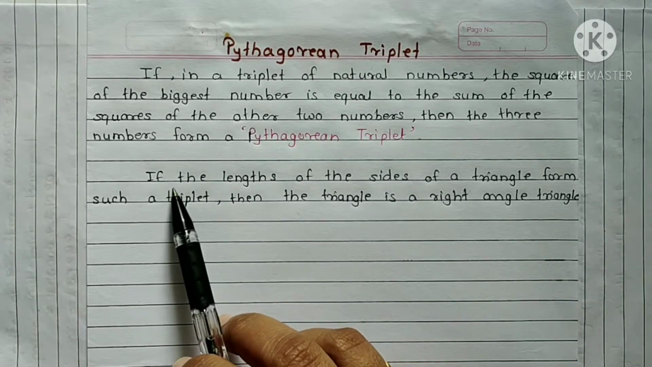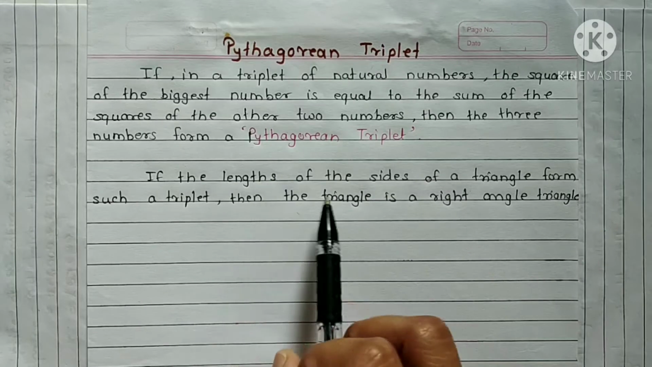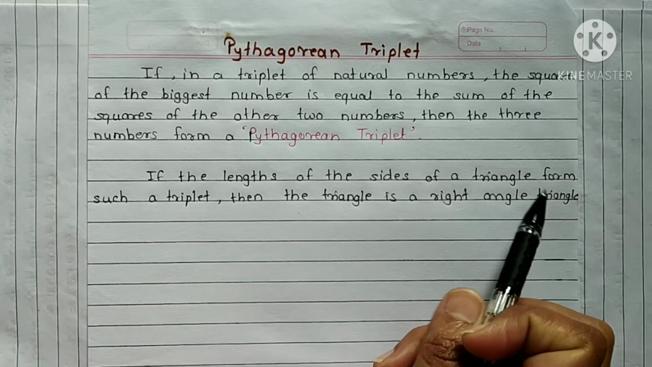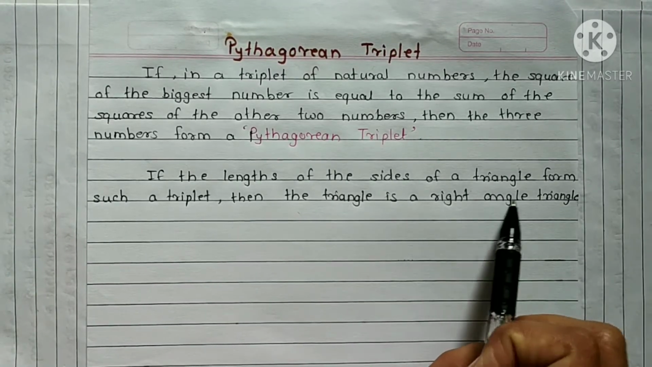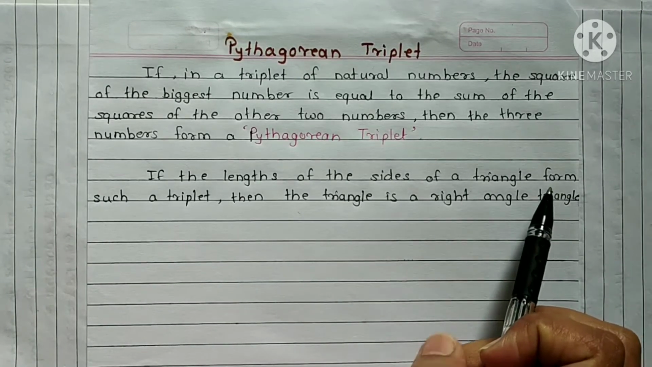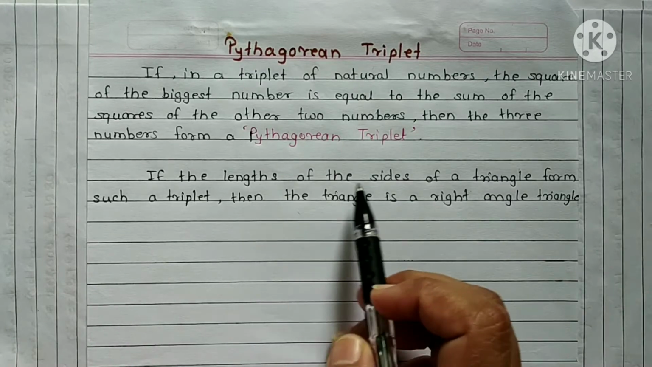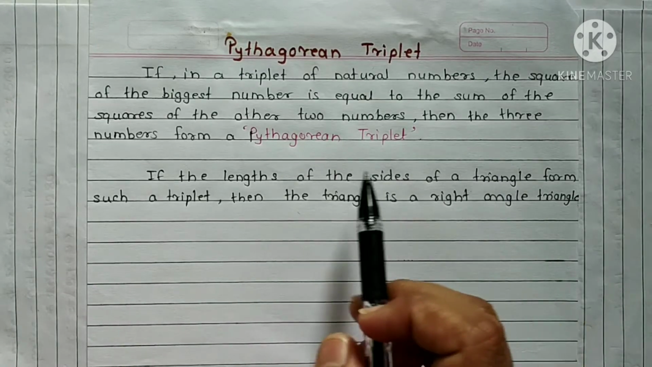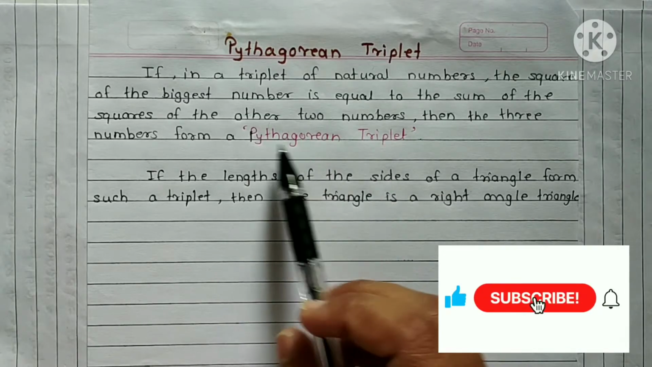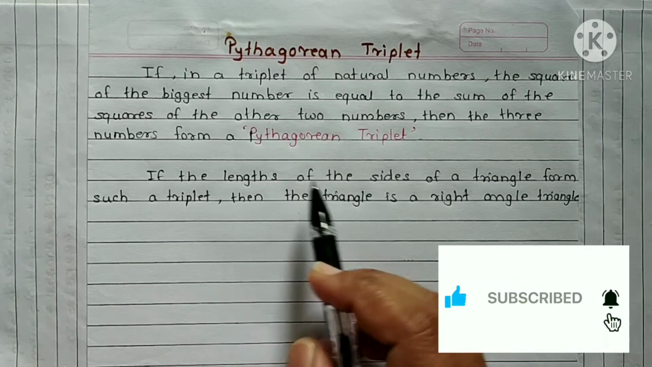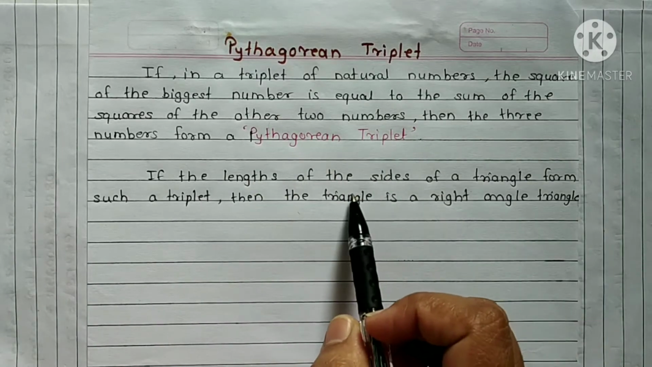Also note that if the lengths of the sides of a triangle form such a triplet, then the triangle is a right angle triangle. That means, if the lengths of the sides of a triangle form a Pythagorean triplet, then we can say that the given triangle is a right angle triangle.